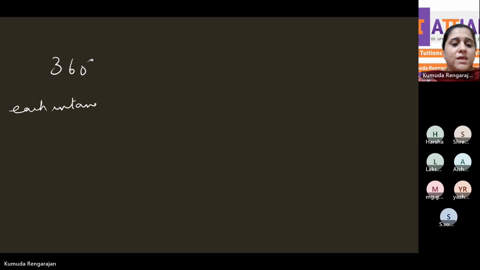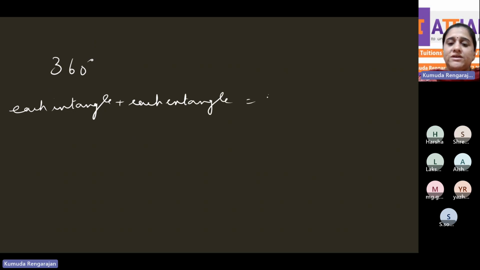What about the sum of all the exterior angles? 360 degrees. And what's the other thing? Each interior angle plus each exterior angle is equal to 180 degrees. So if one of the interior angles measures 130 degrees, supposing, then the exterior angle will be 50 degrees.